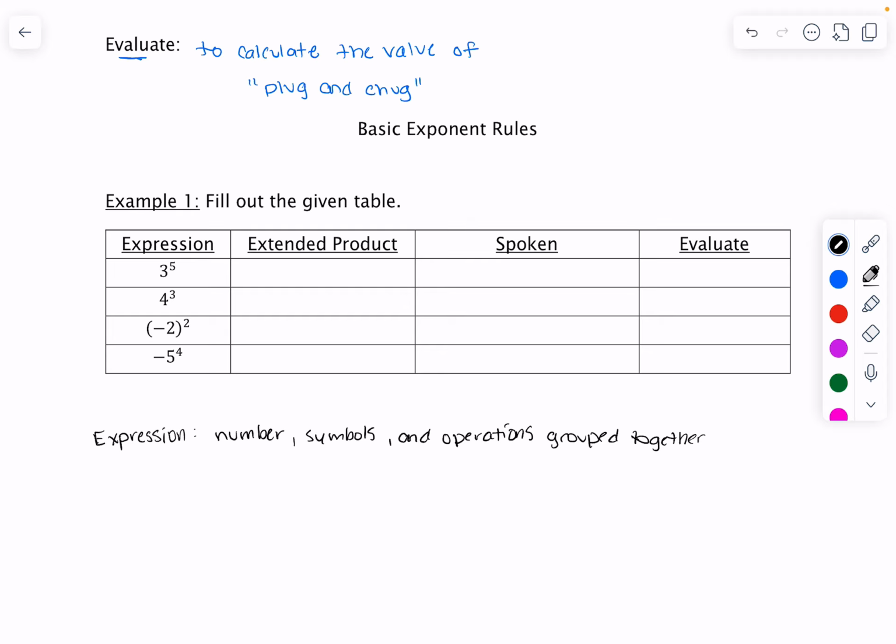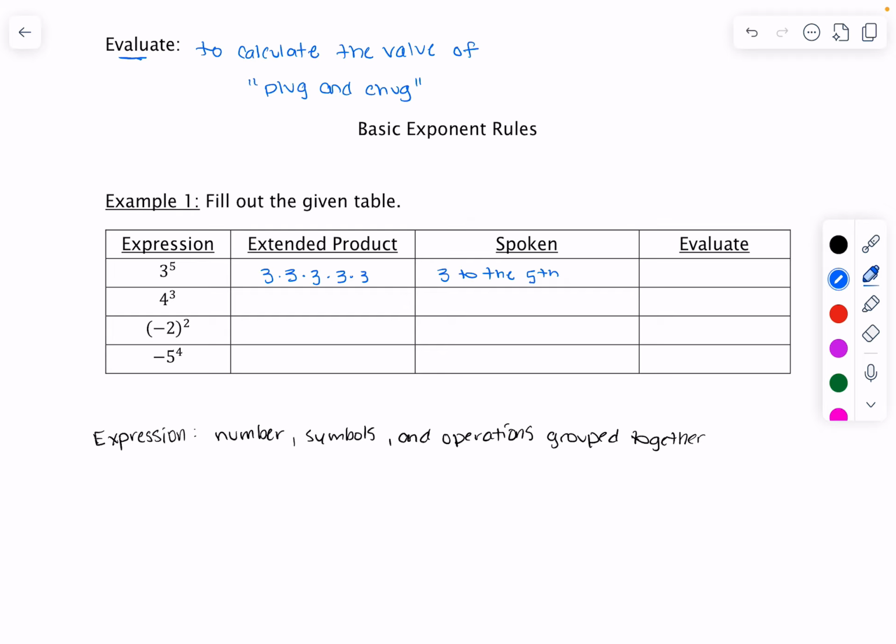We're going to be working with exponents, so it's really important that we understand how they work and what they look like. So number one, this first problem, 3 to the 5th power. That's how we say this. I'm going to start with that first. So 3 to the 5th is how we say this problem out loud. When I say extended product here, what I'm referring to is what that 3 to the 5th means. So 3 to the 5th means that we're going to have 3 and we're going to multiply it by itself 5 times. So 3 times 3 times 3 times 3 times 3.